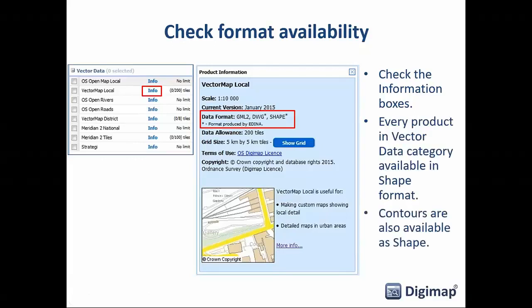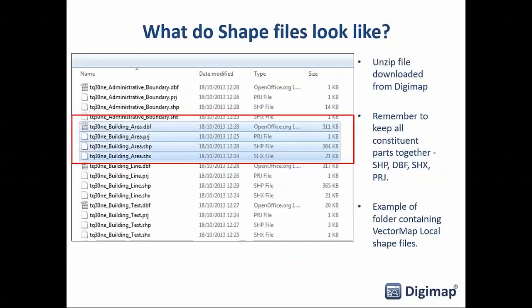So we've got this data. This will tell you for every product what's available. And when you get that data, what does it look like? Say I've asked for a shapefile.